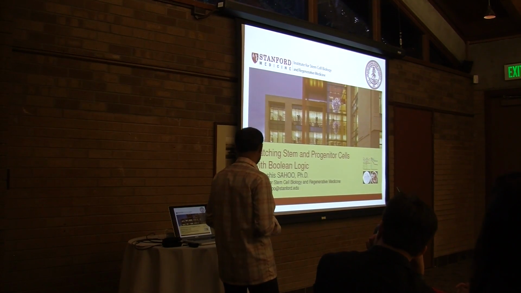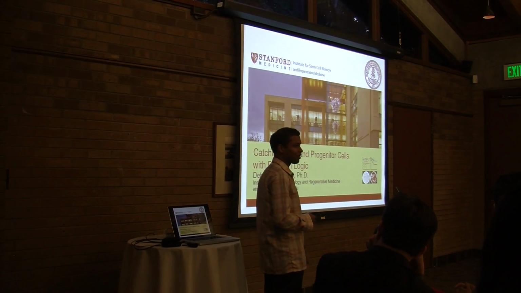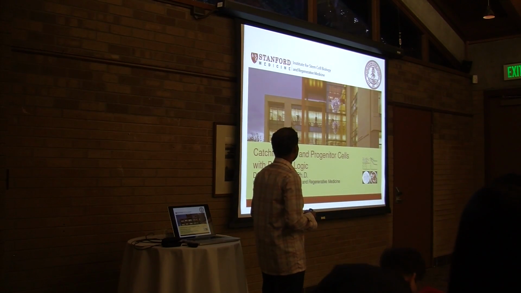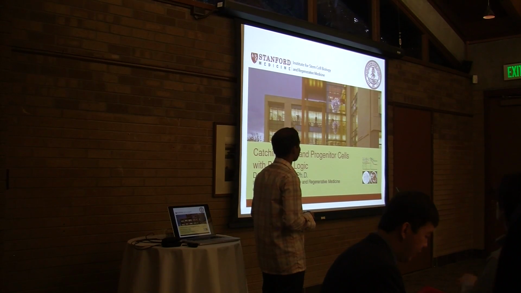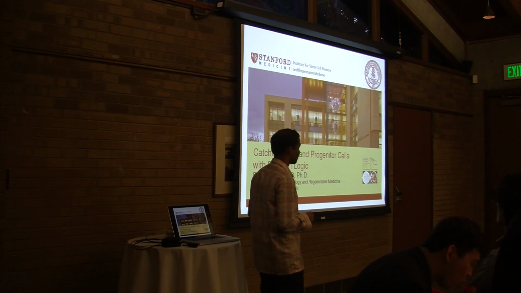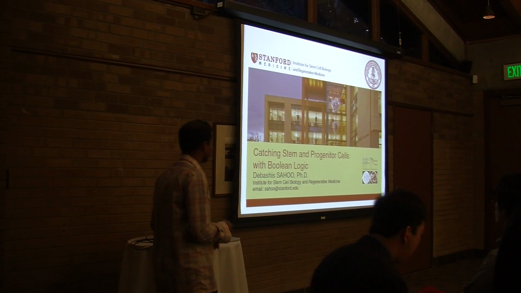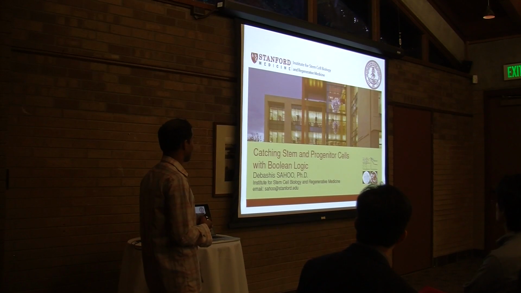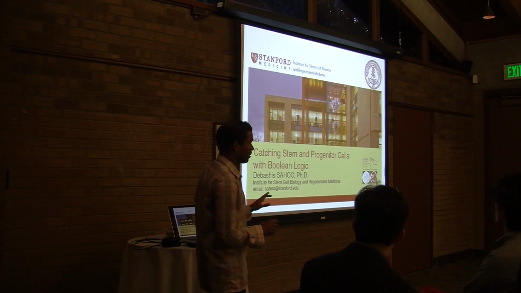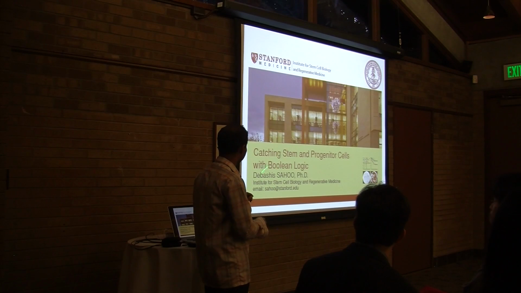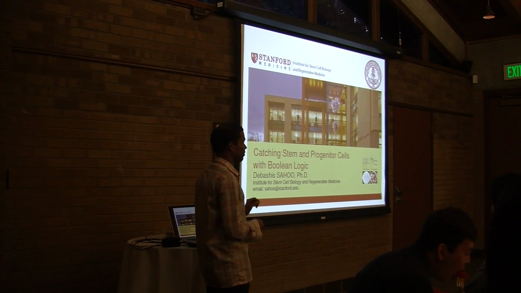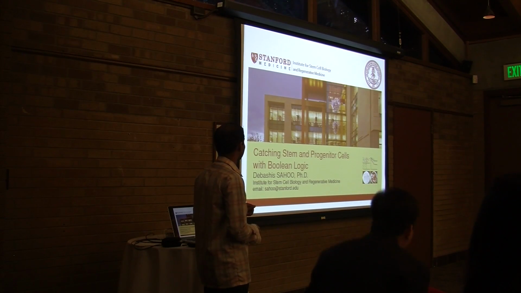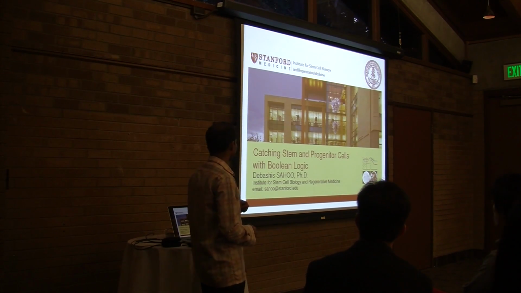So it's supposed to be an informal talk, so feel free to ask questions in the middle anytime if you're confused or not following at some point. Okay. So I'm going to talk about catching stem and progenitor cells using Boolean logic. I'm sure people here are familiar with Boolean logic, but most people may not be familiar with stem and progenitor cells. I'm going to describe what it means in easy terms.